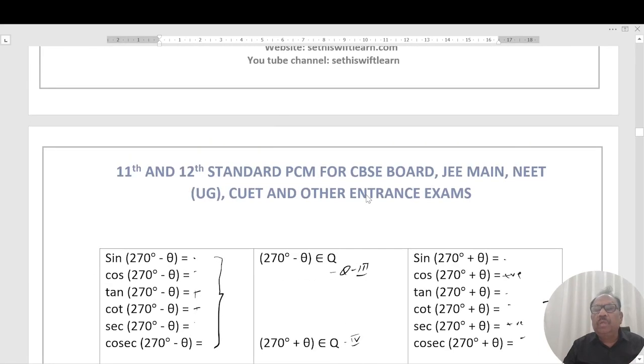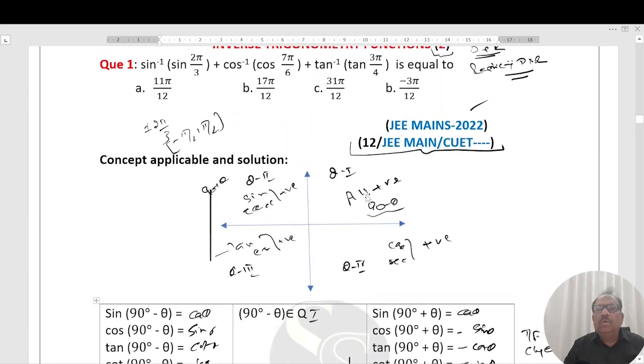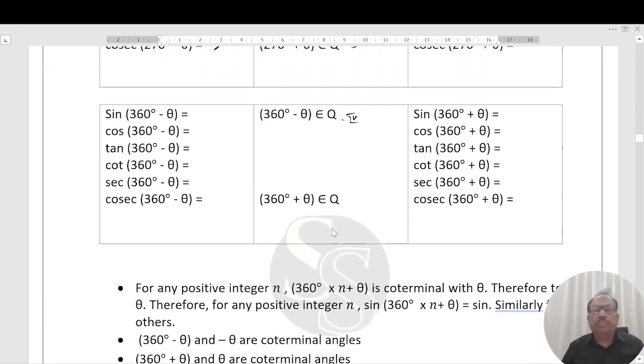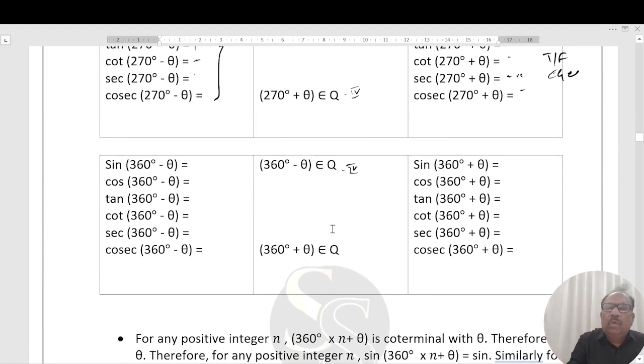360 minus theta means one cycle is completed like this, then anticlockwise. 360 minus theta is quadrant 4. Right? In the quadrant 4, 360 plus theta belongs to quadrant 1. Quadrant 1.